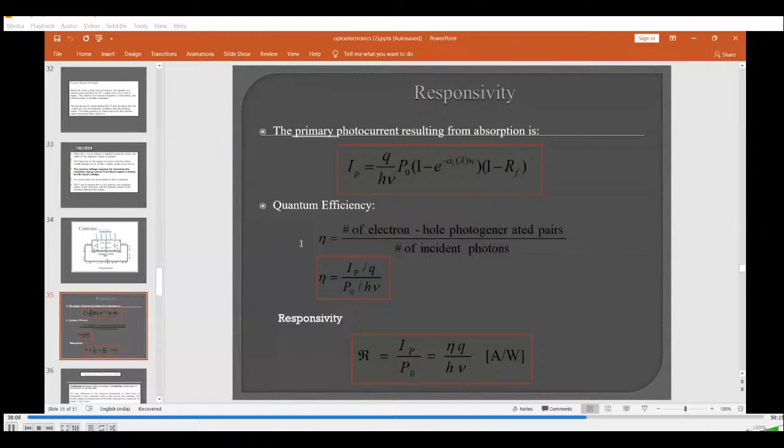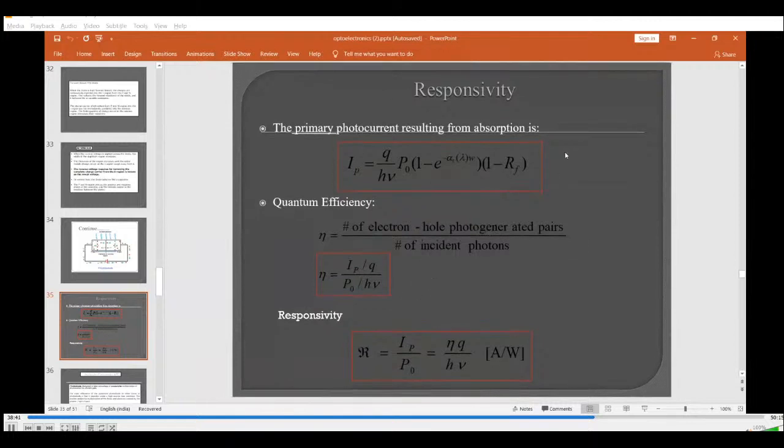From this, we are calculating the quantum efficiency. Quantum efficiency is denoted by η. η is equal to the number of photo-generated electron-hole pairs, that is, how many electron-hole pairs are generated over there, divided by the number of incident photons. So if you substitute all these parameters in this formula, you can get the quantum efficiency.